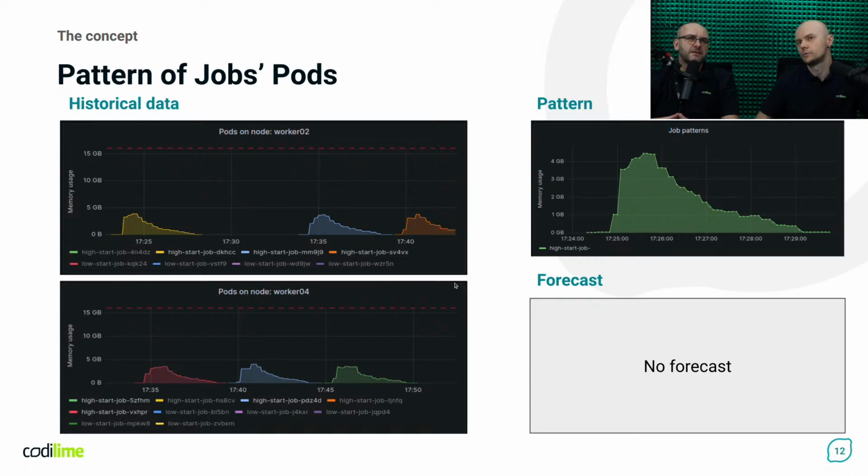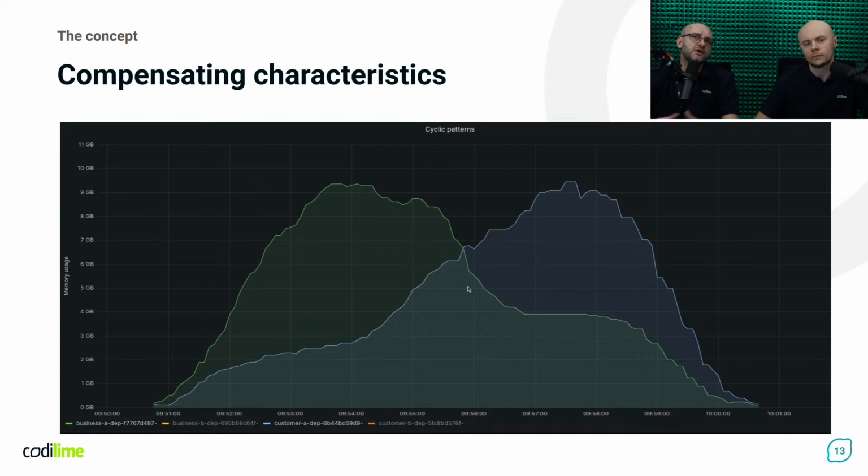Mm-hmm. And I think it will be very useful also to explain how to make use of all this information. What do you think? Yeah, I will give you two examples. One we call the compensating characteristics. Consider that you have two applications that exhibit cyclic behavior, like here. This is a very frequent pattern for business applications and, say, customer applications. So such applications are loaded more during the working hours and less in the evenings.